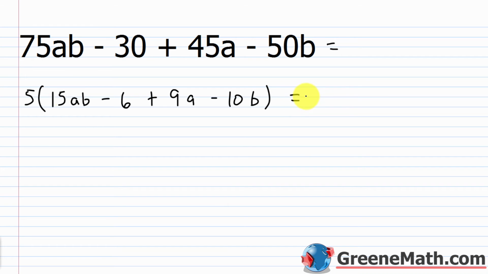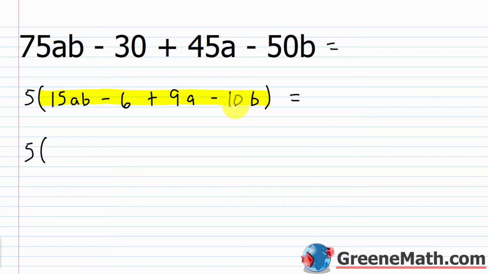Continuing, I do my normal process with the inside part. Forget about the 5 outside. That's just going to multiply whatever the result of this is. So inside here, let me just write the 5 again. I'm looking for two groups of 2 where each group has a common factor. And again, that common factor might end up being 1 or -1.